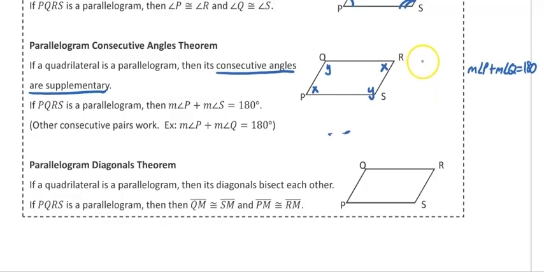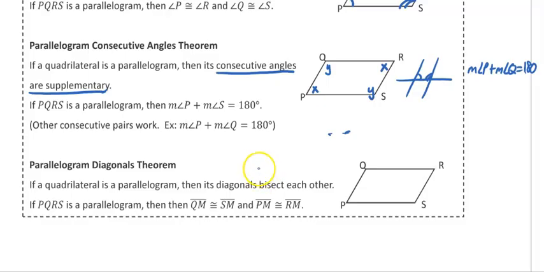And just so you know, the reason why this is working actually comes from the consecutive interior angles that we learned back, I believe, in chapter 3 when we were doing parallel lines cut by a transversal. And we learned that these same side interior or consecutive interior angles were supplementary. It's exactly the same concept.